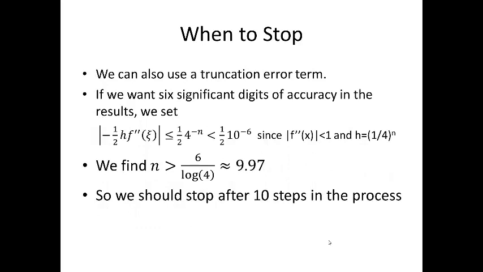If we want 6 significant digits of accuracy in the results, we can set the error term, which we derived again from the Taylor series, less than 1/2 times 10 to the minus 6, and we would find that n needs to be greater than 9.97, so we should stop after about 10 steps in the process. And again, that's another use of Taylor series for numerical analysis and calculations.